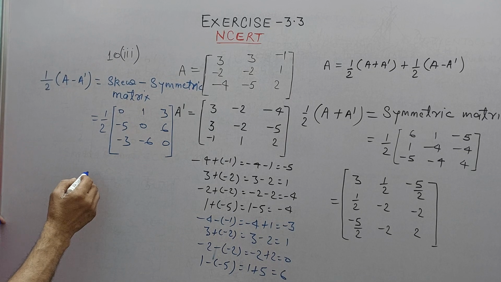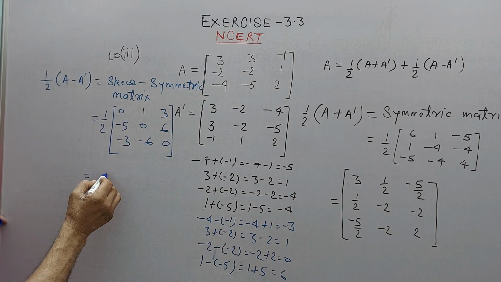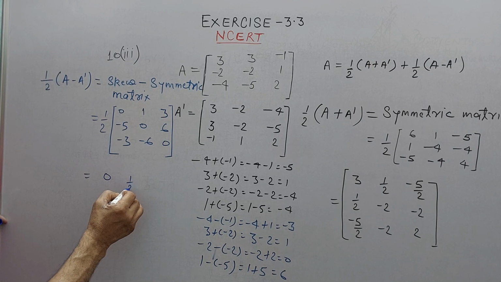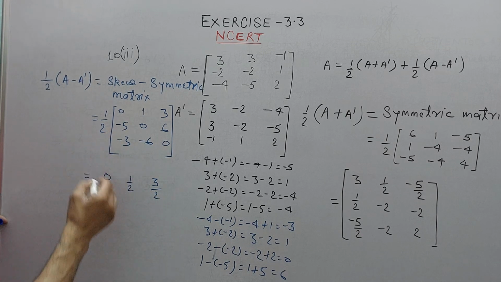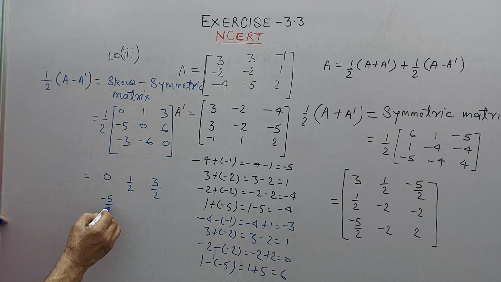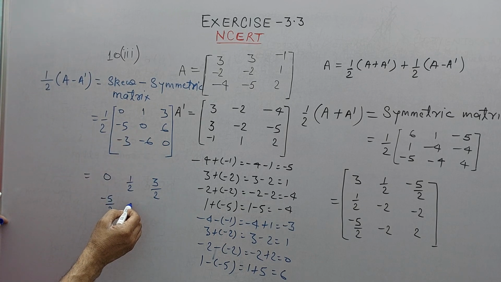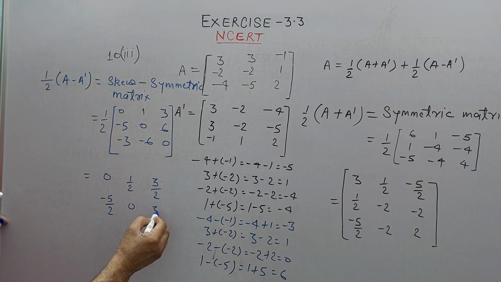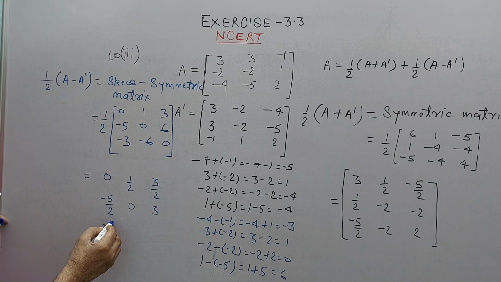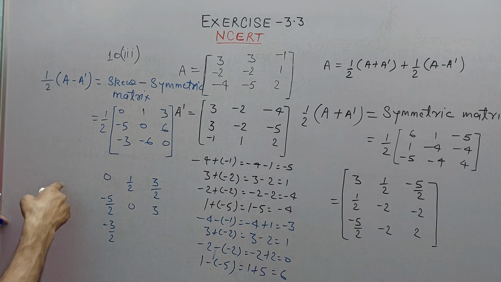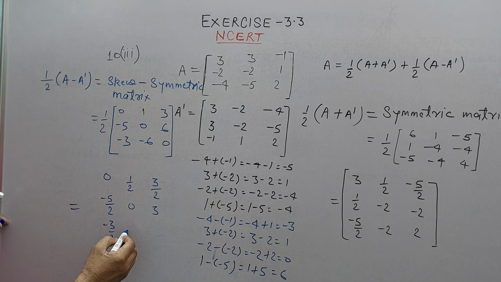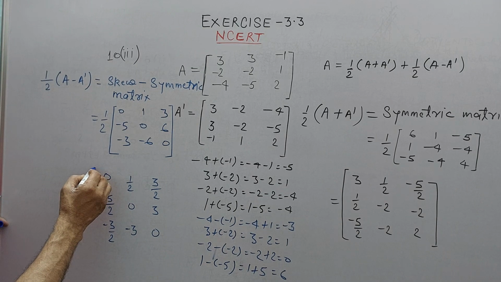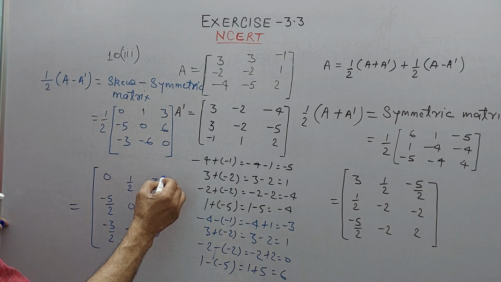Now divide by half. If I divide by half, so 0 by 2 is 0, and 1 by 2, and 3 by 2, minus 5 by 2, and 0 by 2 will be 0, 6 by 2 will be 3, minus 3 by 2, and here minus 6 by 2 is minus 3, 0 by 2 will be 0. So now this is our skew symmetric matrix.